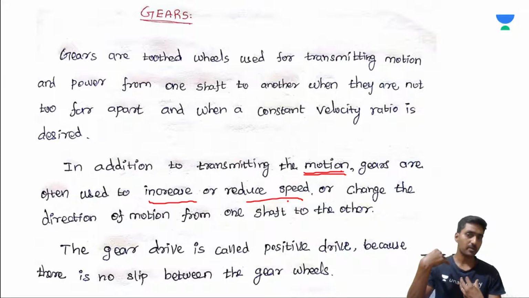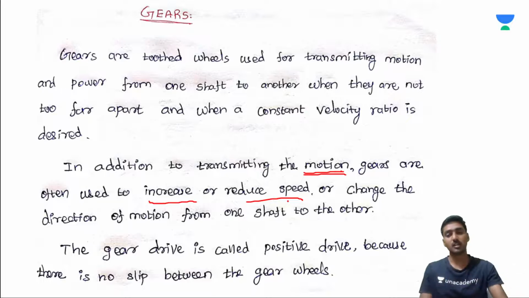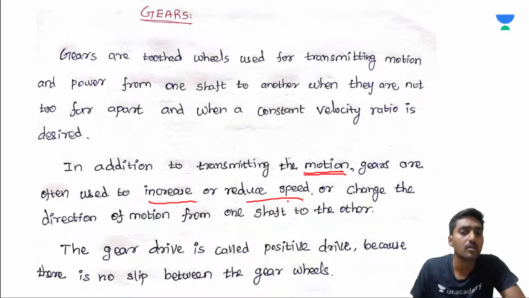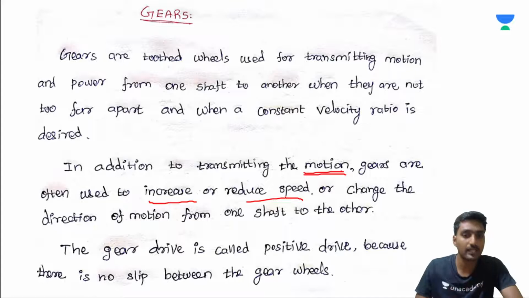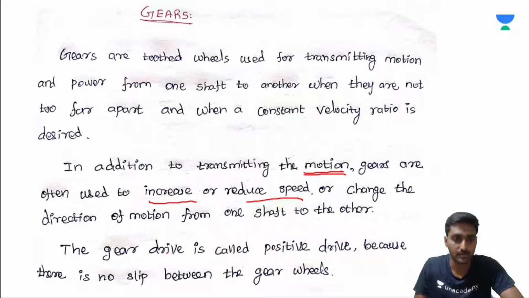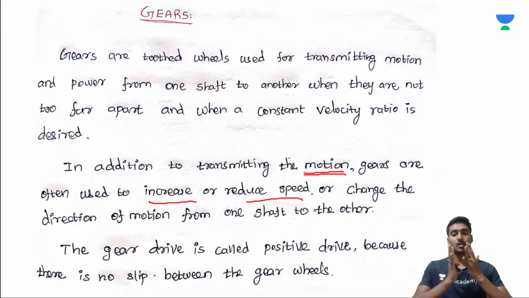If the speed is transmitted from the smaller gear to the larger gear, the speed will be reduced. If the speed is transmitted from the larger gear to the smaller gear, then the speed will be increased, right? So gears are used to increase or reduce the speed, or to change the direction of motion from one shaft to another. One more thing, to change the direction of the shaft. Gear drive is called a positive drive because there is no slip between the gear wheels. So gears are positive drives.